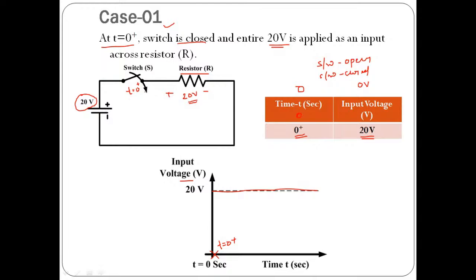The moment we close this switch, 20 volt is going to appear across that resistor, and this will always remain 20 volt, like this. So this will be the first case.